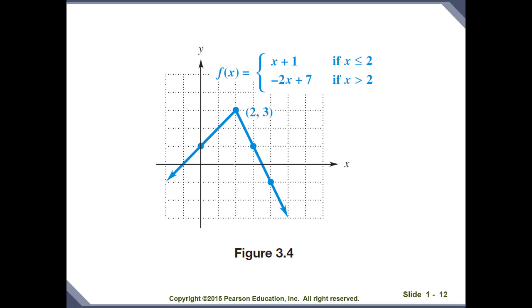So when x is 2, y is 3. When x is 1, y is 2. When x is 0, y is 1. When x is negative 1, y is 0. And that keeps going on to negative infinity.